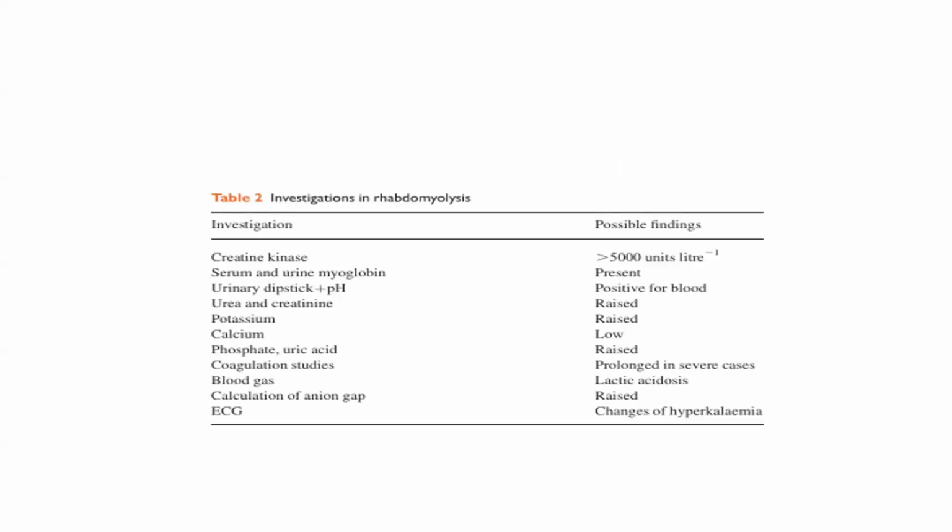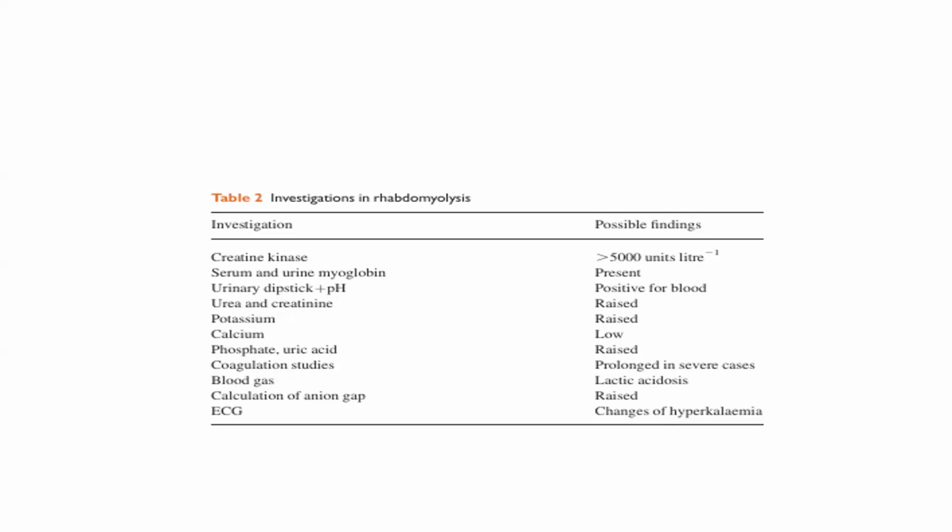This is the table which shows the necessary investigations in rhabdomyolysis. First, the obvious investigation that we are sending is creatine kinase. The possible finding is creatine kinase levels of more than 5,000. Then serum and urine myoglobin might be present.